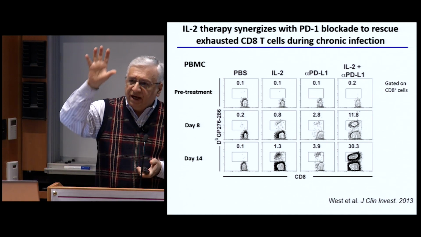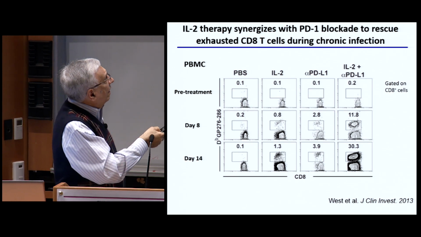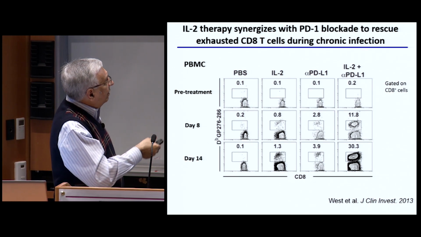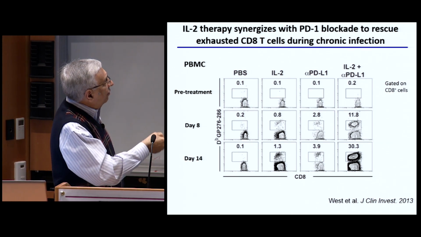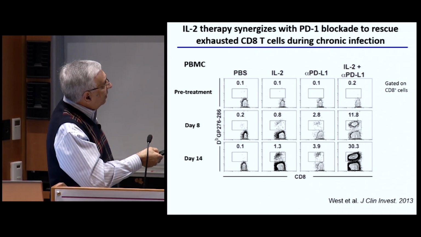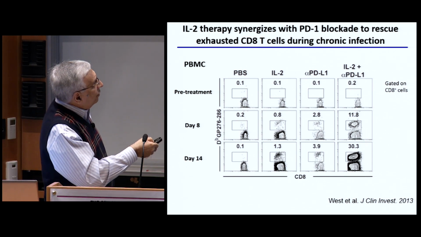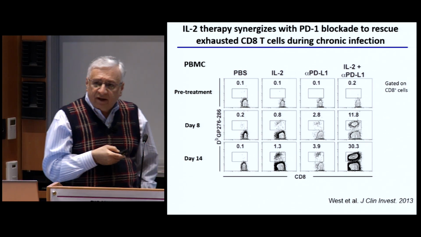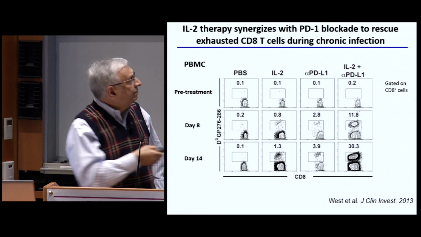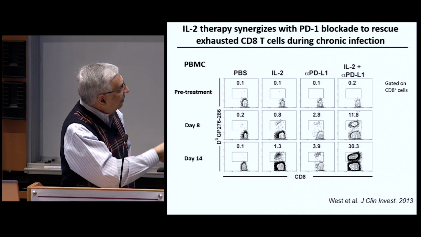Okay? So this example shows you looking in the PBMC of the same mouse, pre-treatment, day 8 post-treatment, day 14 post-treatment. So this is the control mouse. These are your tetramer-positive cells. And if you look at function, these will be highly dysfunctional. IL-2 by itself does expand antigen-specific cells. Here is anti-PD-L1. Again, you get this expansion that we and others have shown before.